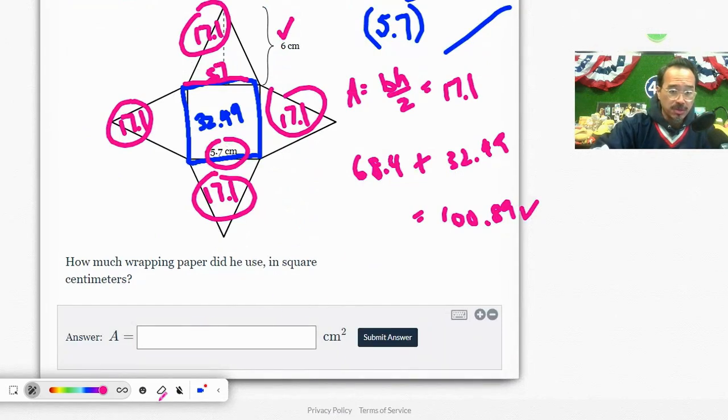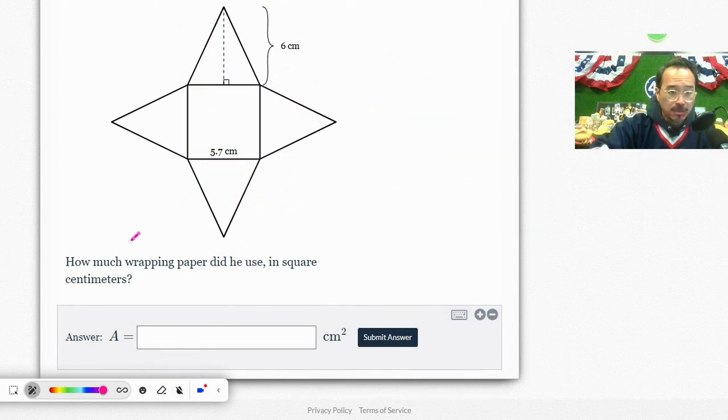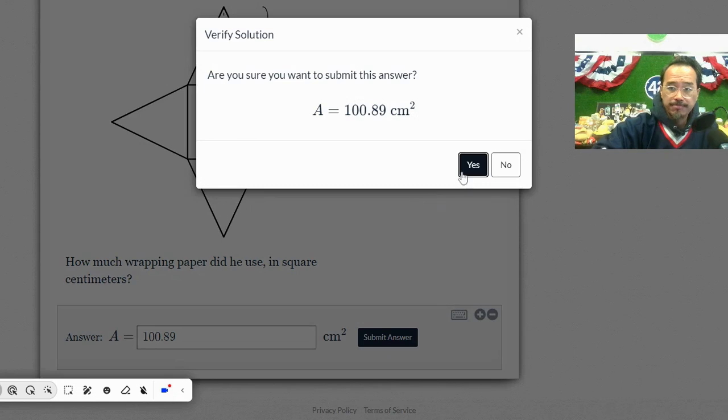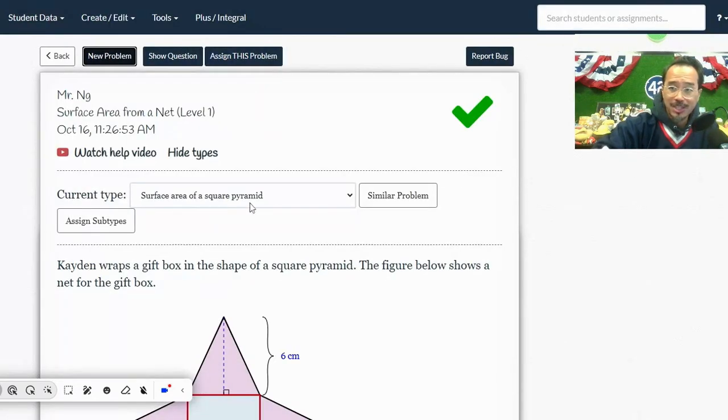100.89. I gotta erase all of this. How do I do that? Okay. Got my, yep, 100.89. Like that. Hopefully I'm right. And that's it, okay? All right, let's do the next type.